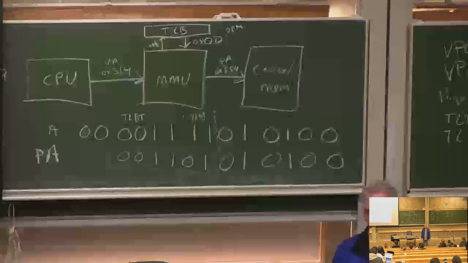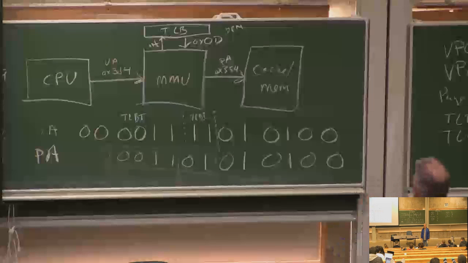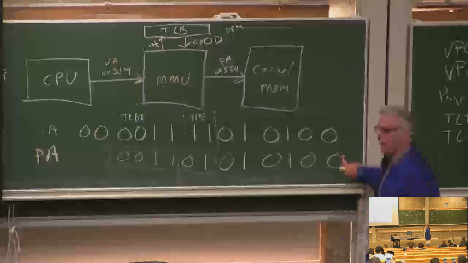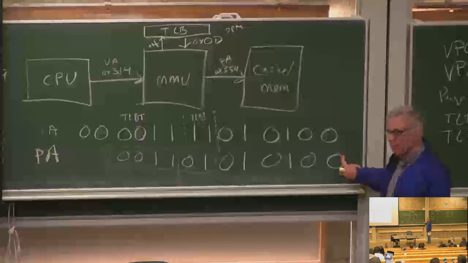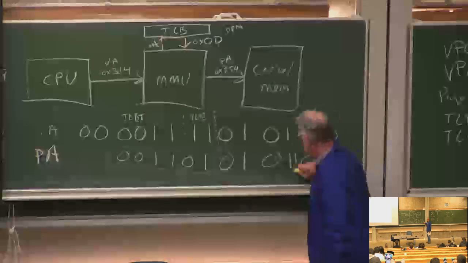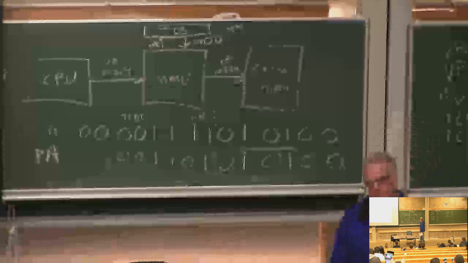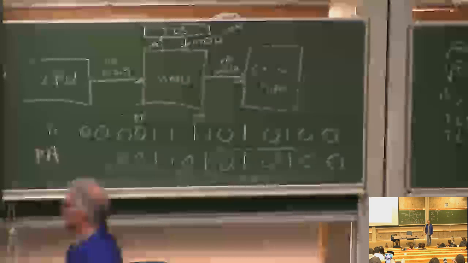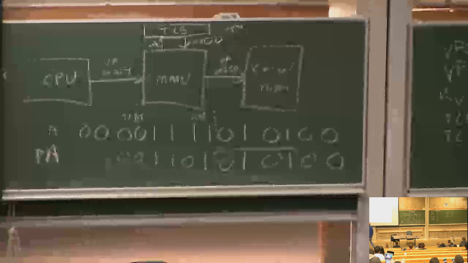Someone who has not answered yet. This young lady here. So how do we figure out whether this is in our cache or not? Okay, so we're going to grab these bits here. That is going to be 5. So we're going to go to index 5.